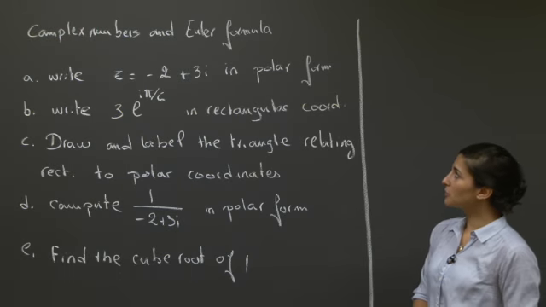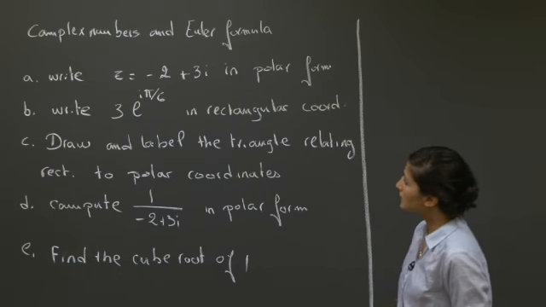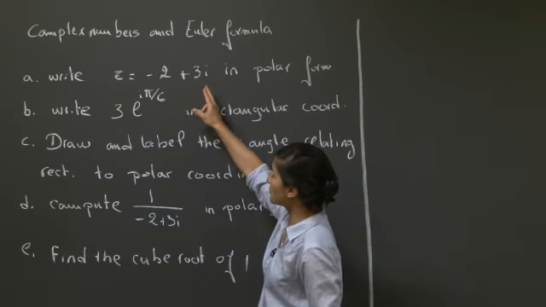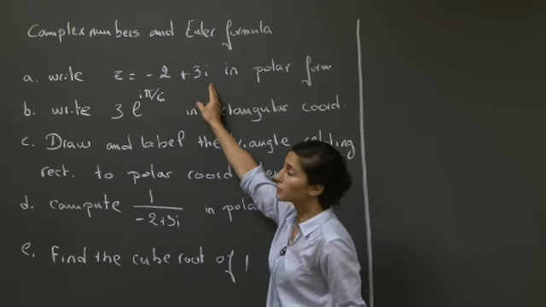Hi, today we will explore complex numbers and Euler's formula. The first part of the problem is to write this complex number, minus 2 plus 3i, in polar form, and at this point it's written in rectangular coordinate form.